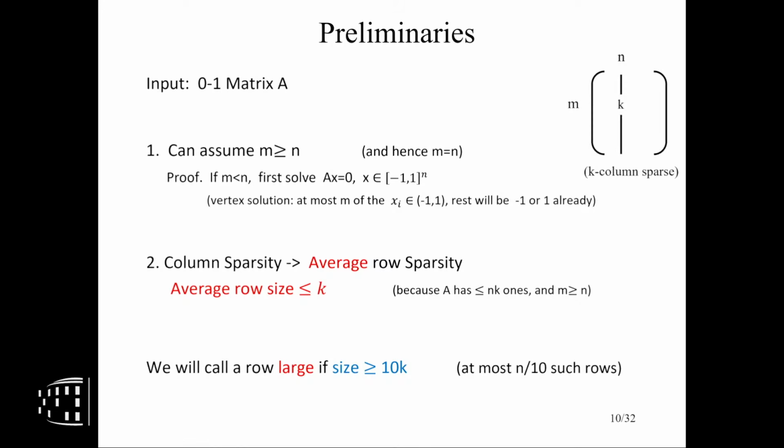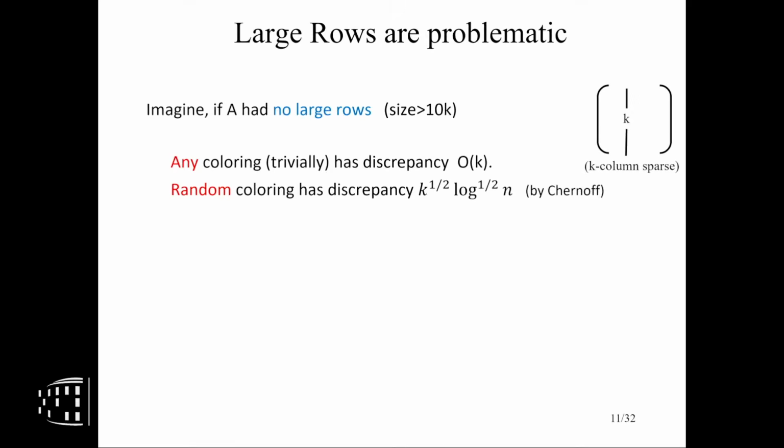Of course some rows could be very large, like n. So let me call a row large if it's slightly bigger than average, let's say more than 10k. And the key point is, by Markov, there can be at most n over 10 such rows. So totally trivial at this point. If you think about it, these large rows are the ones that are problematic. They're delicate. If your coloring was not careful, they can get messed up.